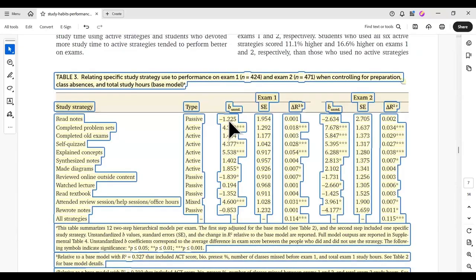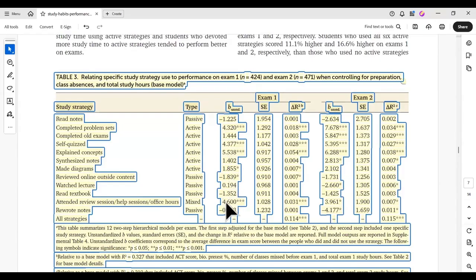So when we look at these variables, these slopes, you actually want to look at these numbers. There are negative numbers in here, and there are positive numbers. Positive numbers are factors that improve scores, and the bigger the positive number, the more improvement. We see that not all of the actives, but most of the actives, have the biggest numbers. Completed problem sets, self-quizzed, explained concepts, those are the biggest.